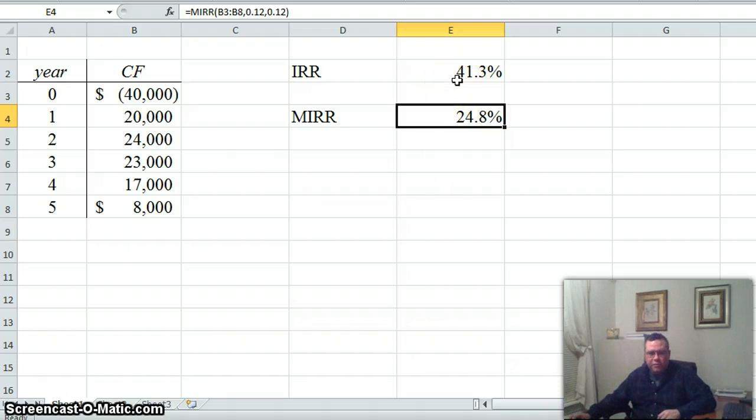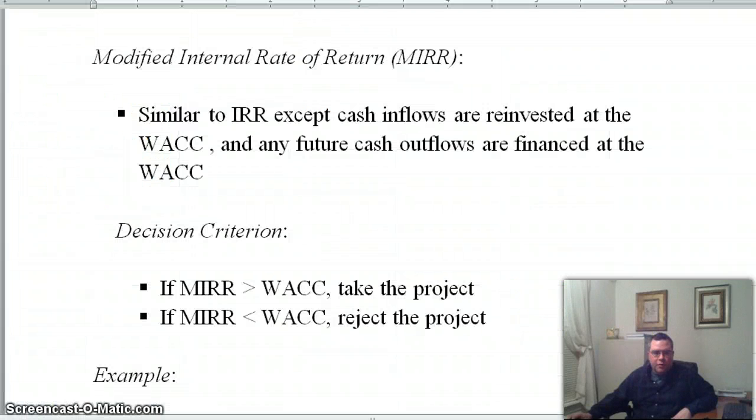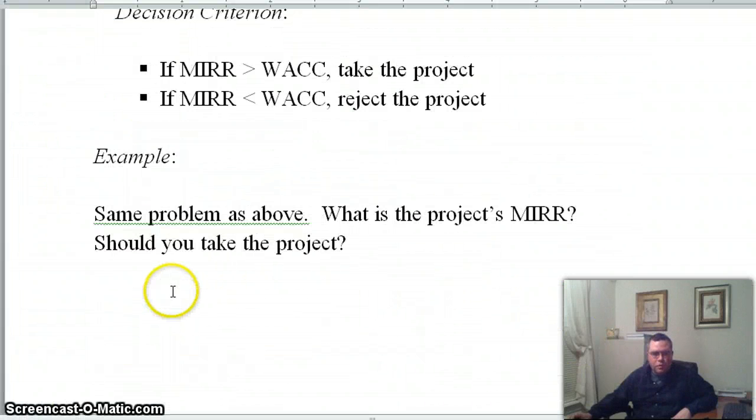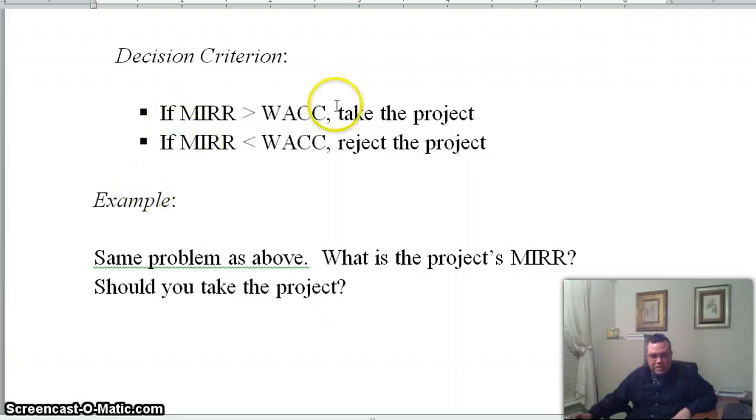We're not actually earning 41.3 cents on the dollar. We're earning about 25 cents on the dollar, which is still very good and still a good project because we're earning more than 12%. It's the exact same decision rule. As long as we're earning more than we're paying to get the funds, it's a good project. And we're earning a little more than twice as much, so it's a good project. Let's head back over here. So the decision rule is the same.